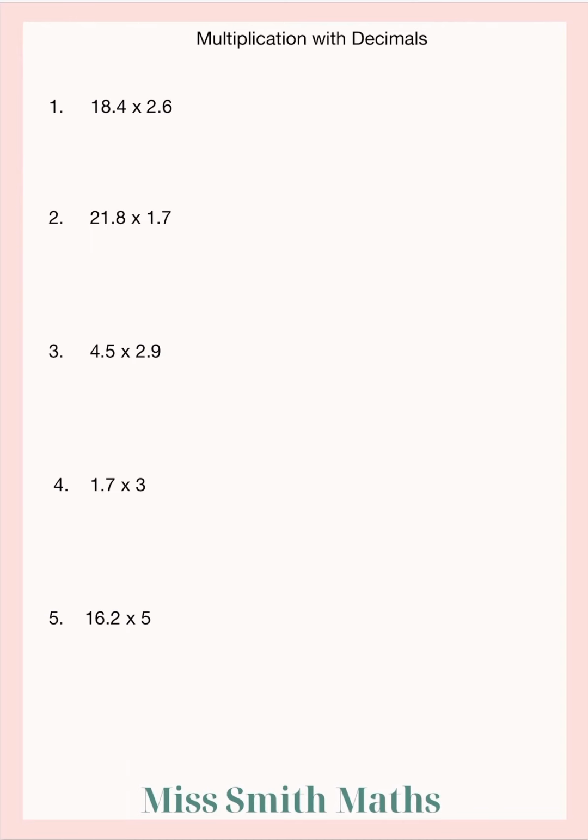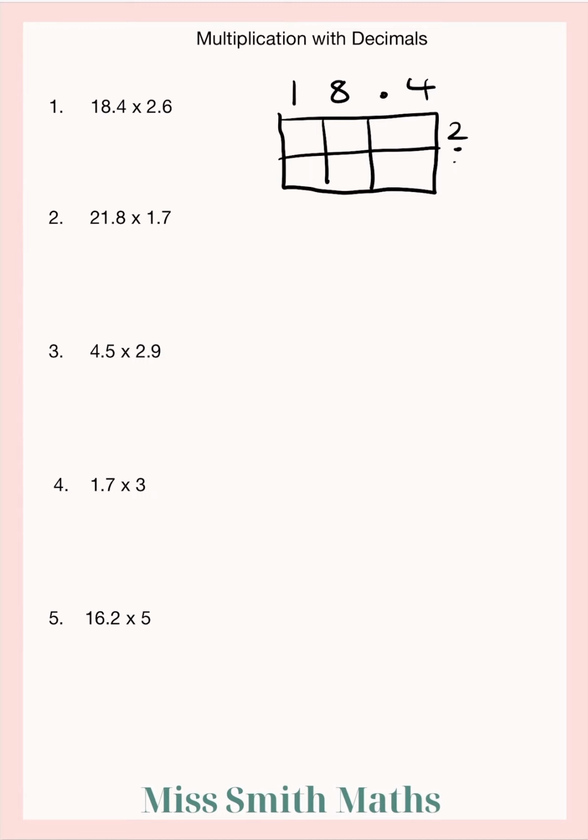So using the Chinese grid method, you want a 3x2 grid. 18.4 along the top and 2.6 along the side. It doesn't matter which way around you do your numbers, as long as you've either got a 2x3 or a 3x2. 4 times 2 gets you your 8, and 4 times 6 gets you 24. 8 times 6 is 16, 1 times 2 is 2. 8 times 6 is 48, and then 1 times 6 is 6.